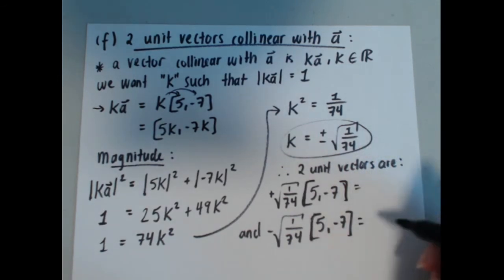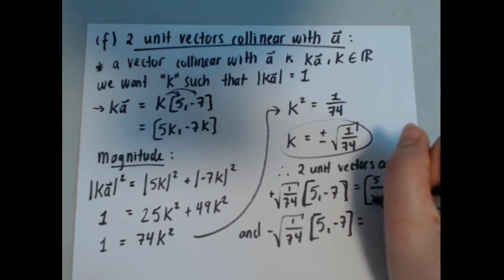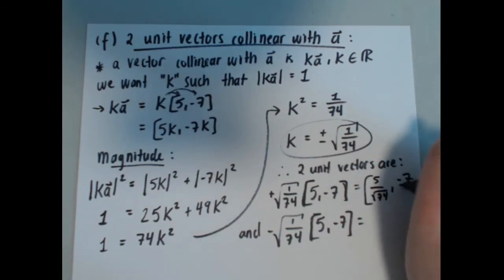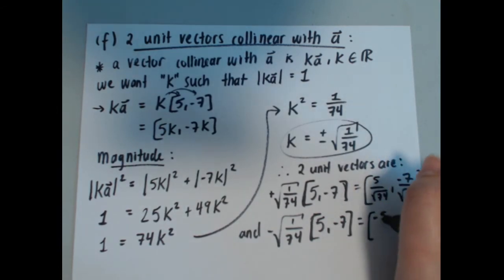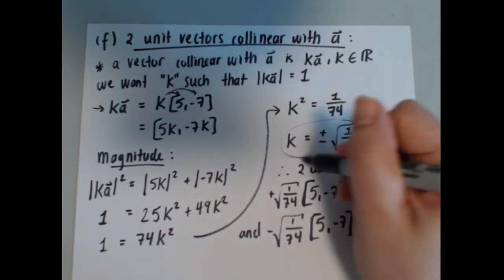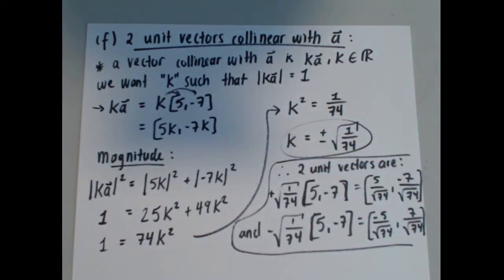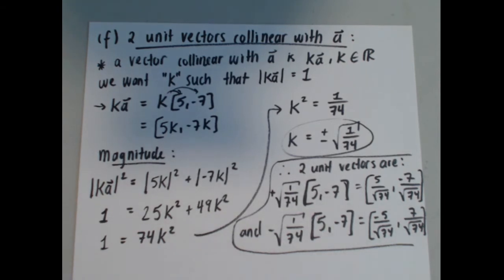And of course we can then write each of these vectors a little bit better. We can write this as 5 over root 74, comma negative 7 over root 74. And this bottom one is going to be negative 5 over root 74, comma positive 7 over root 74. So either way that you want to write it, whichever one you prefer, it's fine, as long as you have both answers there. Okay, so that officially marks the halfway point of 7.1. Okay, all right, so let's keep going.